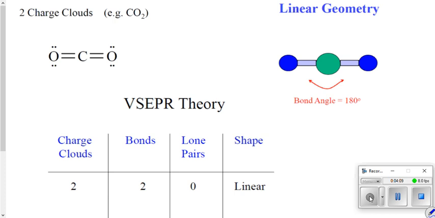Carbon dioxide is a great example of linear geometry. Linear geometry happens when we form a straight line between our central atom and the 2 terminal atoms. The bond angle between the central and the 2 terminal atoms is 180 degrees on either side, and that forms a molecule in a straight line.